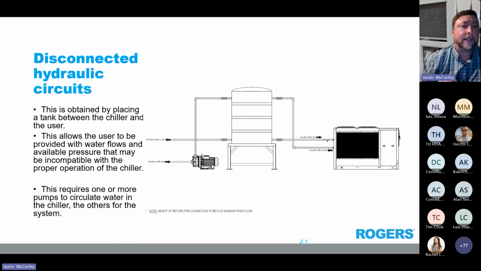So, disconnected hydraulic circuit. This is obtained by placing a tank between the chiller and the user. This allows the user to be provided with water flows and available pressure that may be incompatible with the proper operation of the chiller. If you would think in this case that this chiller has a primary pump that's pumping from the tank and back to the tank, maintaining the tank, this would be considered a process pump. And so basically this may need a very high pressure, depending on, we may be going all the way across a plant, but this allows a constant feed of cool water to this pump to distribute throughout the plant.